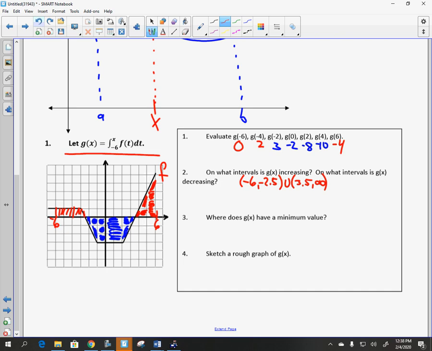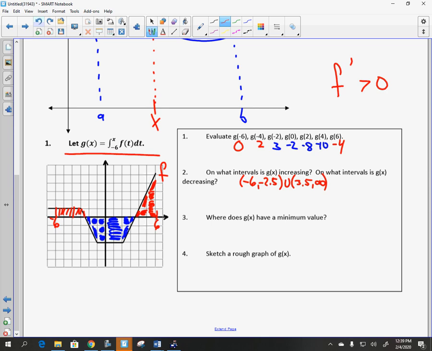Increasing. When did we learn that a function is increasing? When f prime is what? Greater than 0, right? So think about it, folks. The question, function increasing. That's where its derivative is positive, right? What's the derivative of the area function? The derivative of the area function is the function that bounds it, right? Where is the function that bounds it positive? Wherever it's above the x-axis.